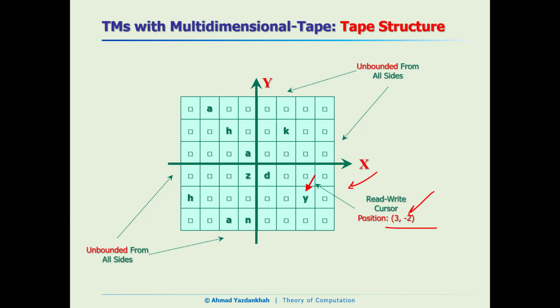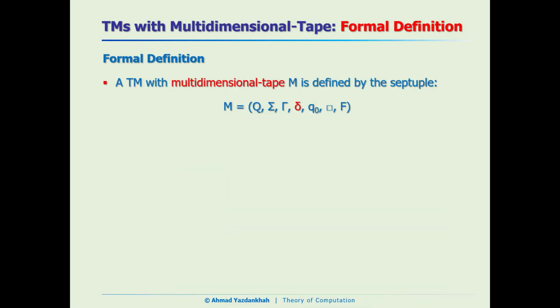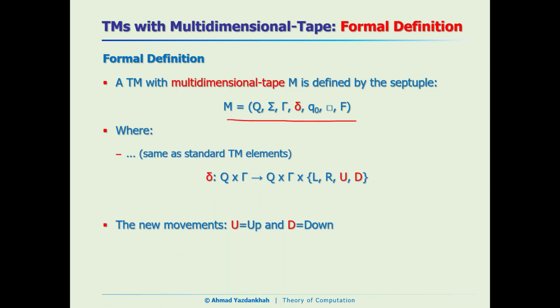One is showing the X side. So for example, positive 3 means 1, 2, 3 here. And minus 2 is going this way, 1, 2. So we are pointing to this point. What is the difference for the formal definition? Yeah, in the formal definition, we still have the septuple, but for the delta function, we just need to add u and d, for up and down, to the movement symbols.